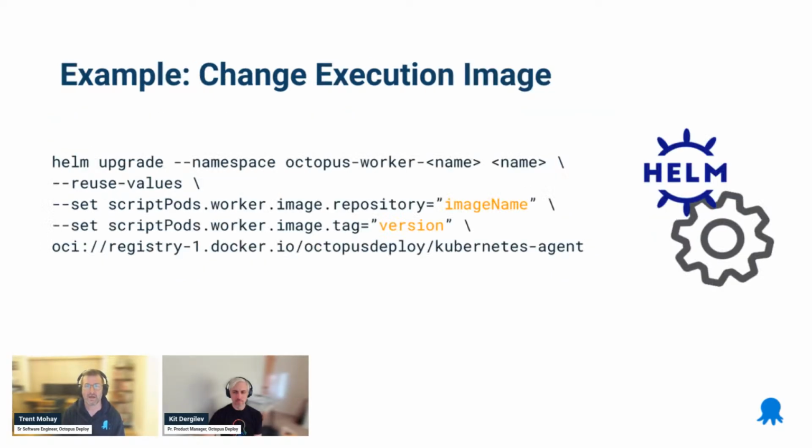Where are we up to? Changing the execution image. So this is just a little example of what a Helm chart command could look like. Okay, so just working from top left to bottom right.